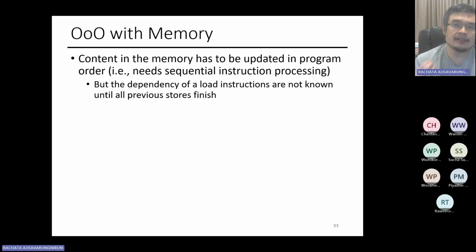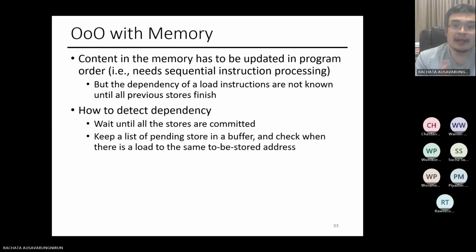The content in the memory has to be updated in program order as well. If I have a future store, it should know that the store will happen in the future. So if more loads come afterward, you need to check if that's going to impact the data I'm trying to load or store, because there are dependencies between your load and store instructions. And how do we detect this dependency?